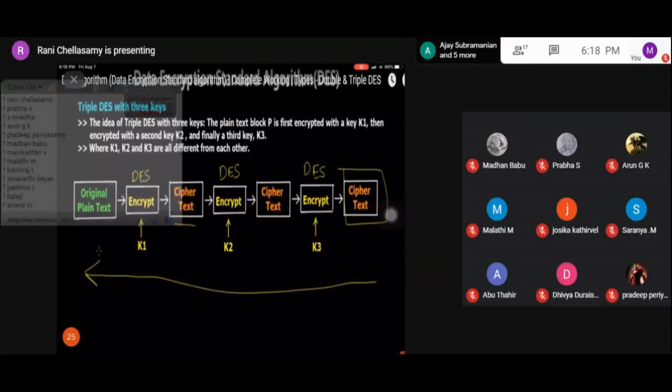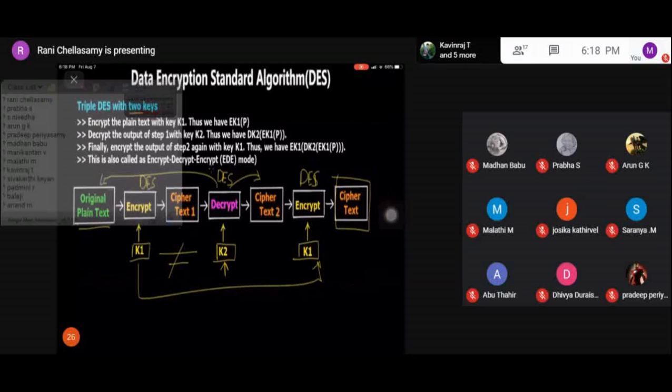Okay. Coming on to the next variation in triple DES, which is triple DES with 2 keys. Now we are going to perform triple DES with 2 keys, K1 and K2. So far we have said only encryption is carried out. In the case of double DES, 2 times encryption is carried out, and triple DES means 3 times encryption is carried out with 3 keys. So this is somewhat different. Here 2 keys are used.